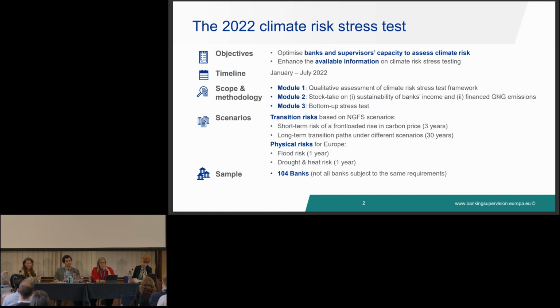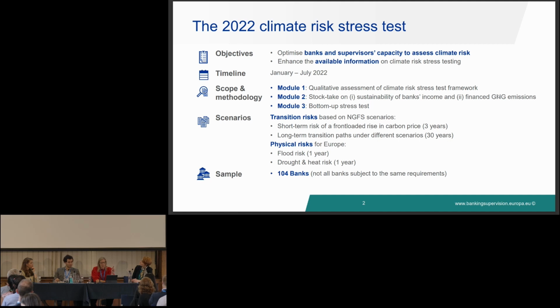The scenarios we used were based on the NGFS scenarios. I'm not sure if you're familiar with that: hothouse world, disorderly transition, or orderly transition. And we did a short-term risk of a front-loaded rise in carbon prices over 3 years, and a long-term transition path under different scenarios over 30 years. That was the transition risk scenario. For the physical risk side, for Europe, we did a flood risk and a drought and heat risk, both for 1 year. And what was the scope?